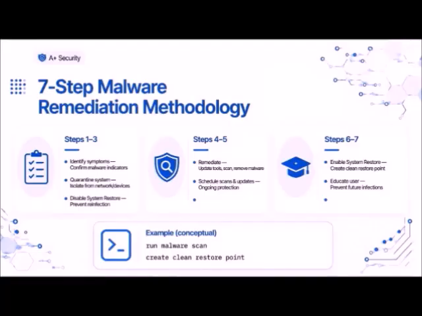5. Schedule scans and run updates. Configure automated daily or weekly anti-malware sweeps inside Task Scheduler, and deploy all pending OS patches via Windows Update to close the security vulnerabilities exploited by the malware. 6. Enable System Restore. Re-enable the System Protection subsystem and generate a completely fresh, uninfected baseline restore point.